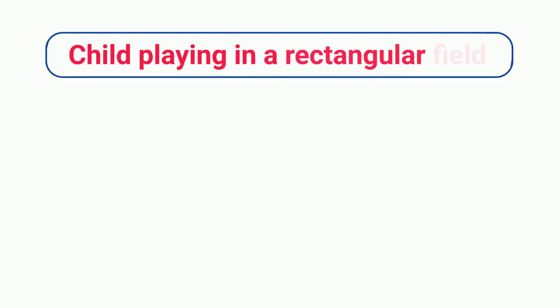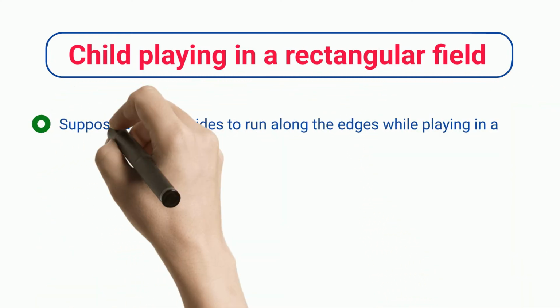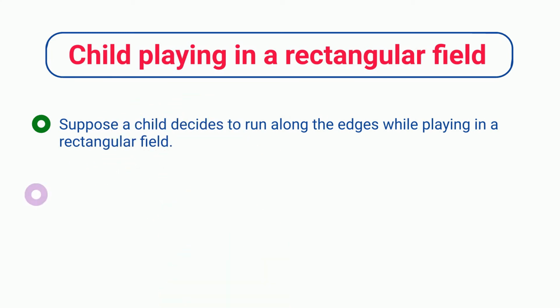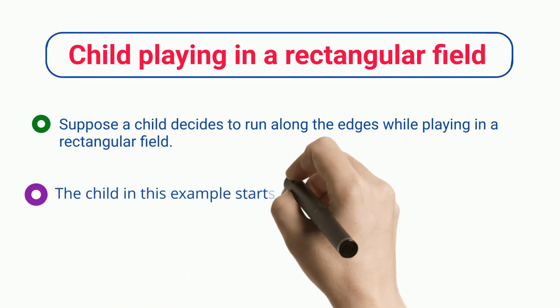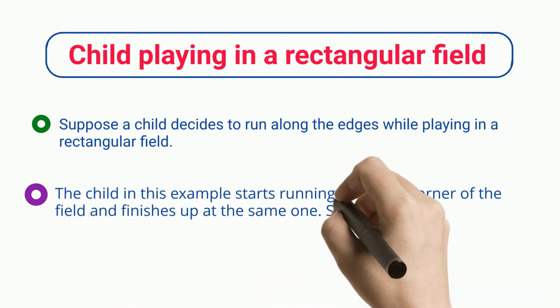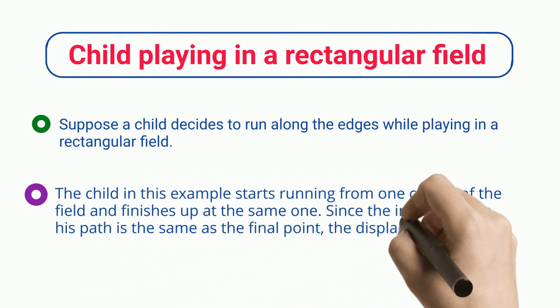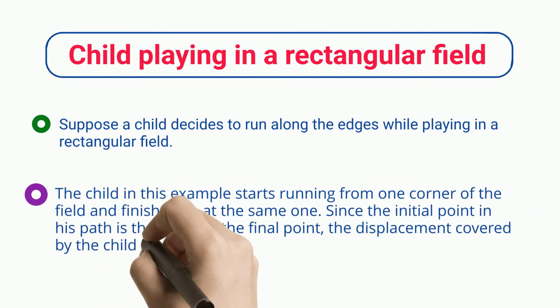Child playing in a rectangular field. Suppose a child decides to run along the edges while playing in a rectangular field. The child in this example starts running from one corner of the field and finishes up at the same one. Since the initial point in his path is the same as the final point, the displacement covered by the child is equal to 0.